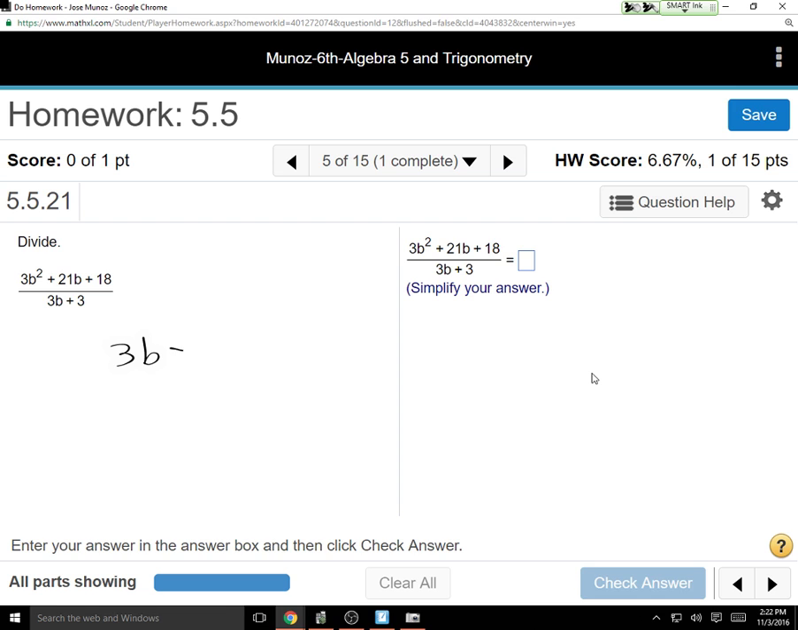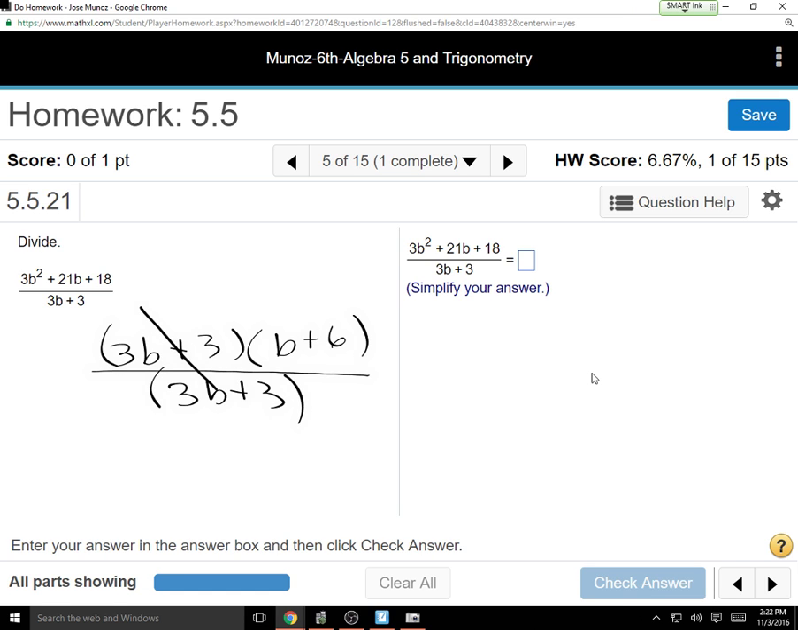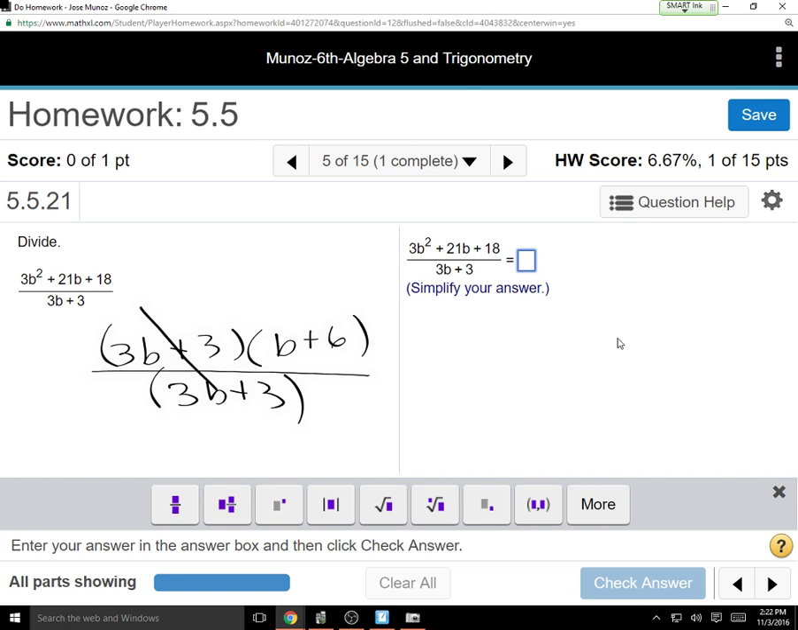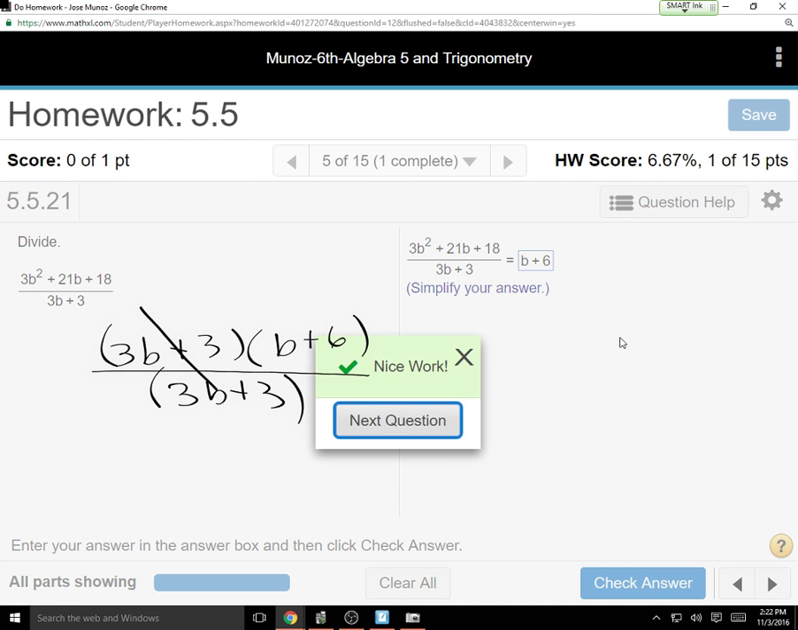3b plus 3 times b plus 6. 3 times 6 is 18, right? Yeah. I factor that. What's anything over itself? 1. So that's just b plus 6. I did it the harder way. b plus 6.